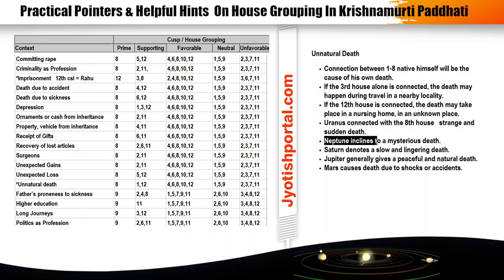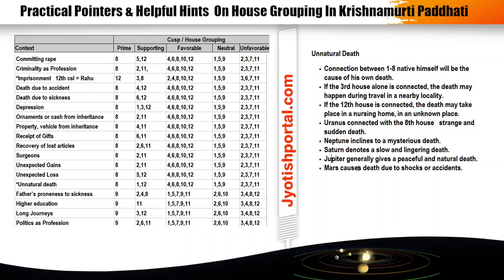Neptune is inclined to a mysterious death, and one of the very common modes of death that is associated with Neptune is by drowning in the water. Saturn will cause a lingering death. You see, people say that during their old age, when they get hospitalized, they should not become a burden on their kith and kin. It basically means that they should not be kept in a hospital for a very long time, just waiting for a slow and lingering death. The cause of that is Saturn.